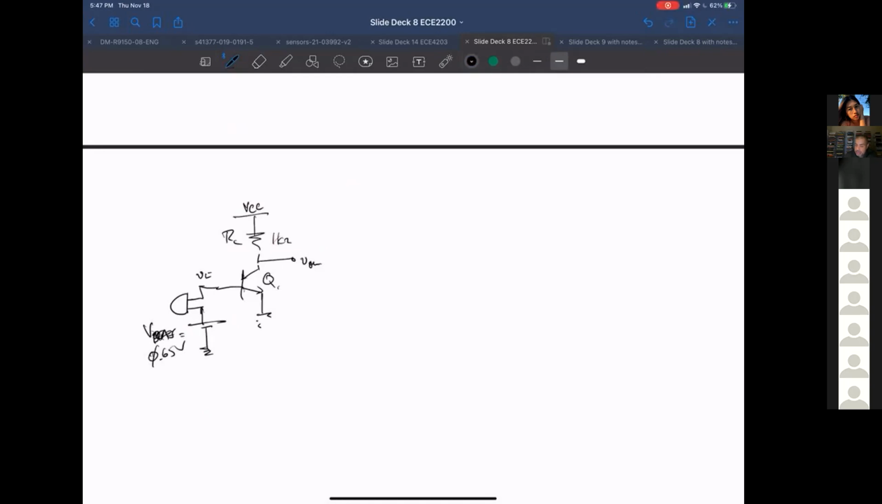So in that case, our delta I is going to be I sub S exponential of V bias plus delta V in over VT, minus I sub S exponential of just V bias when V in is 0. Okay, so it's going to be those two differences.